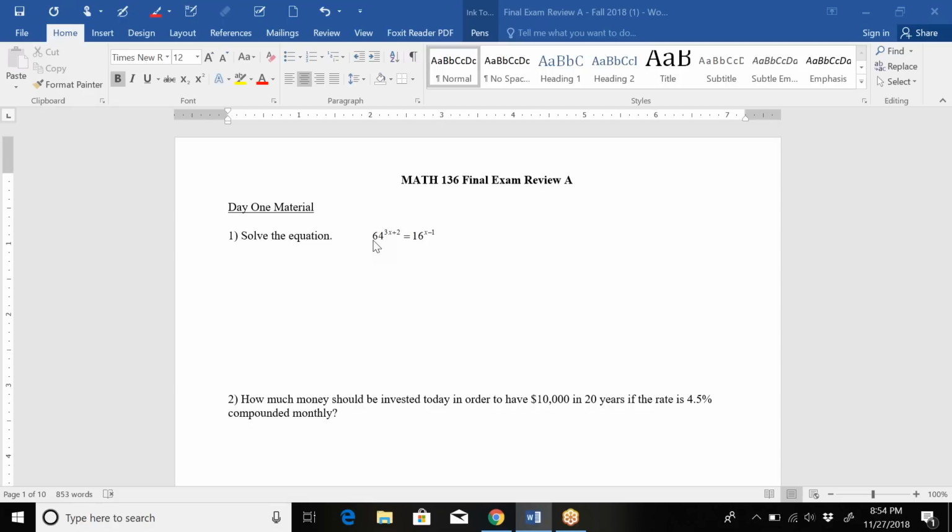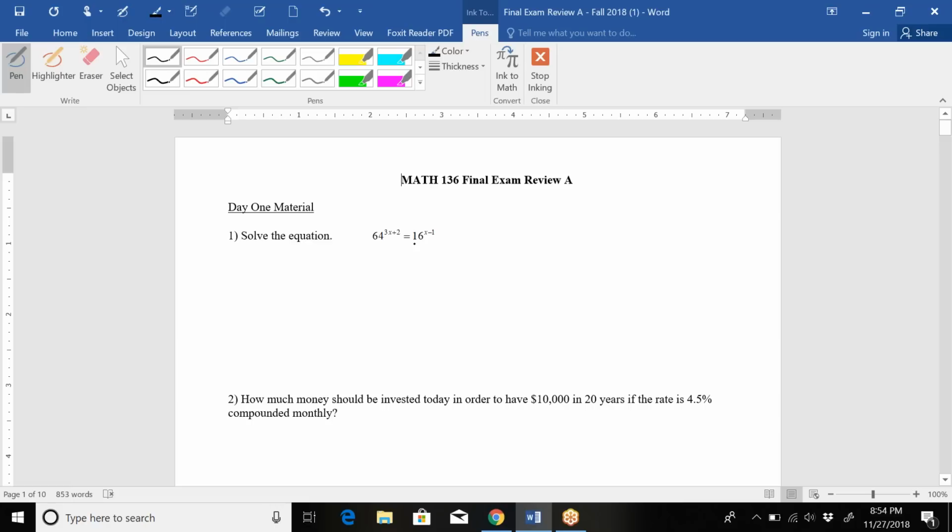And the idea here is that if you can get the same base on each side, then you can set the exponents equal to each other. That's one of our properties. So the goal is to figure out whether or not 64 and 16 can be written with the same base. You cannot make any of the numbers bigger. You can only write it as something to a power. So they both have in common a base 4.